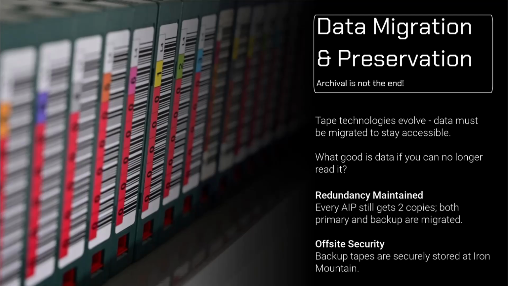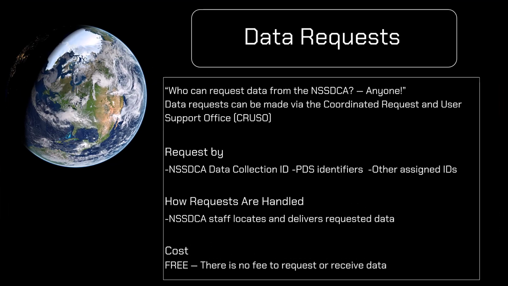A remote archival facility, Iron Mountain stores physical media like magnetic tapes containing NASA's mission data from older missions. Data may be requested by the space science research community, the education enterprise, and the general public via the Coordinated Request and User Support Office, or CRUSO. Once a request is received, NSSDCA operations staff locates the requested data and provides it to the requester. Data can be requested by NSSDCA Data Collection ID, PDS identifiers, or other assigned IDs. There is no fee to request or receive data from the NSSDCA.